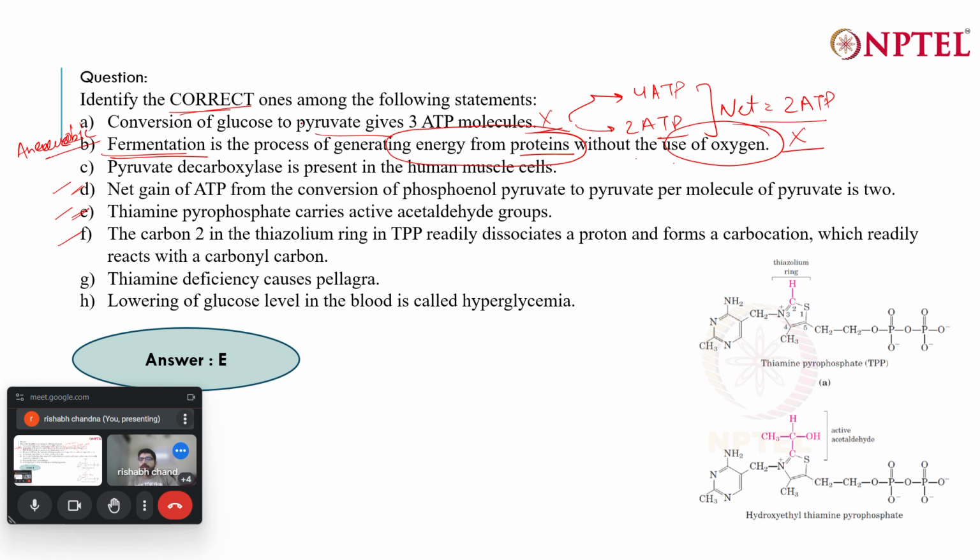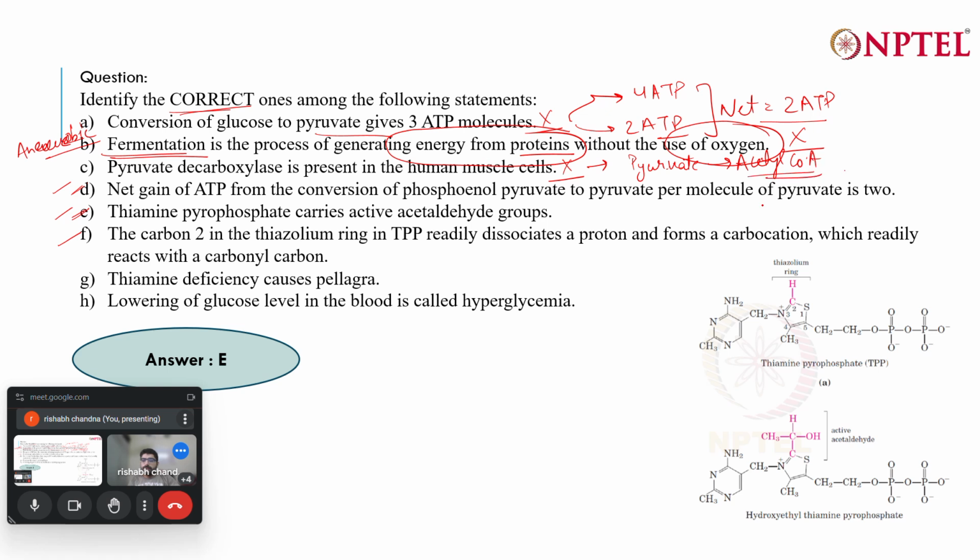Pyruvate decarboxylase is present in the human muscle cells. No, it is present in every cell because pyruvate decarboxylase is the enzyme that is involved in the conversion of pyruvate to acetyl coenzyme A.